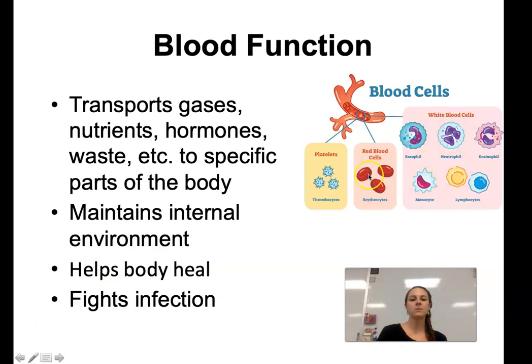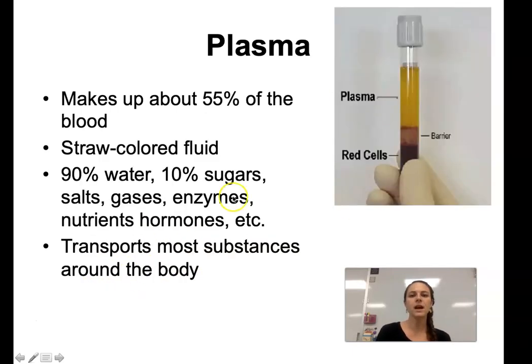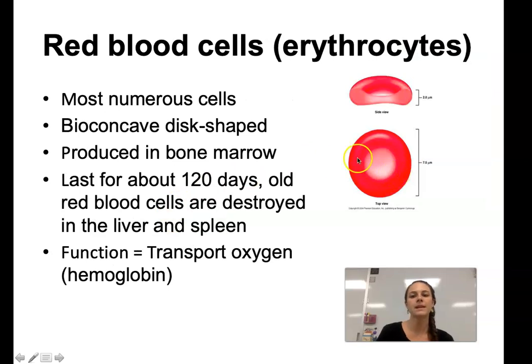The white blood cells that we'll talk about in a minute help the body heal, help fight infection. So let's get to that. So the plasma is the liquid part of blood. The purpose of plasma is mostly just to carry substances through the blood. It makes it liquid. It works as a really great transport system through the body for those sugars, salts, gases, nutrients, hormones, etc.